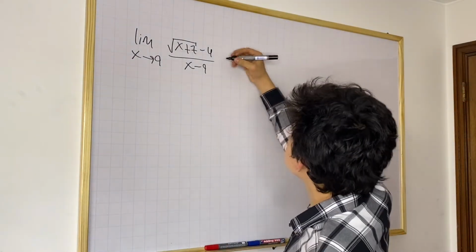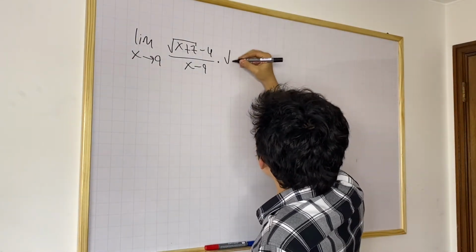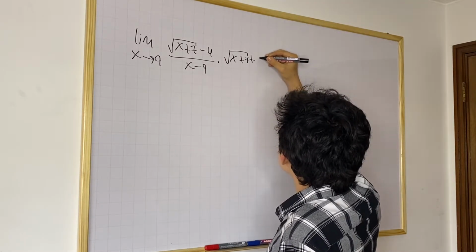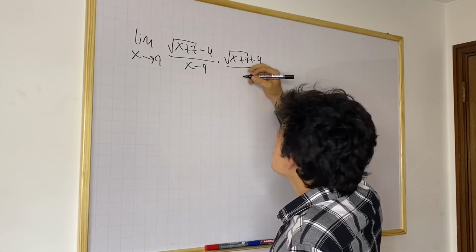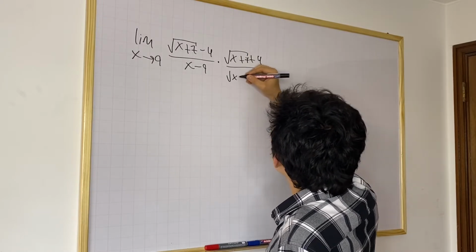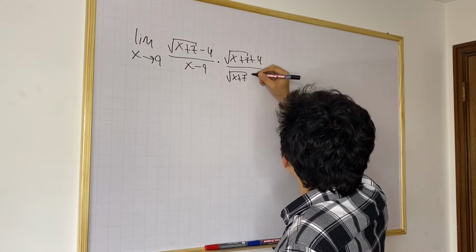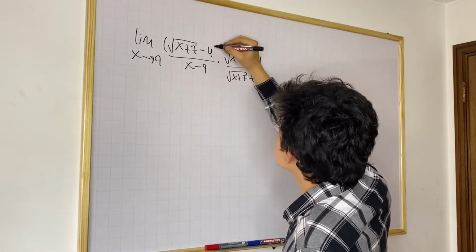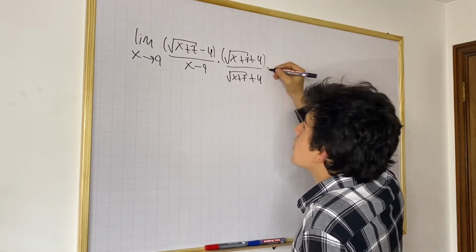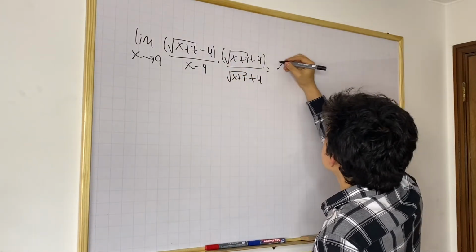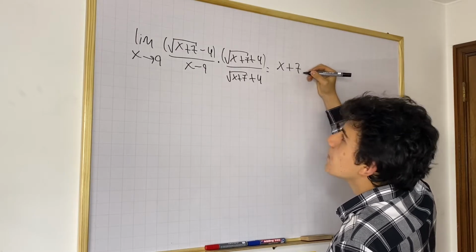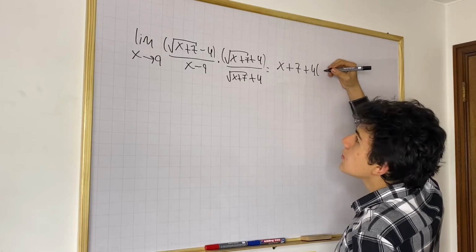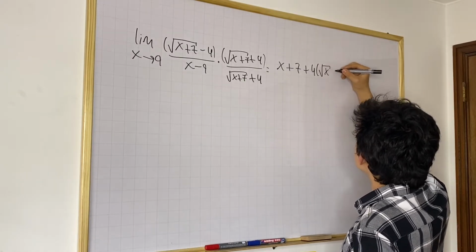we're going to rationalize. So we multiply by the conjugate. We're going to have square root of x plus 7 plus, remember you switch the sign, plus 4. And now same thing, square root of x plus 7 plus 4. Cool. So now let's FOIL. So we're going to have these square roots, they cancel out, and we get x plus 7 now plus 4 times square root of x plus 7.